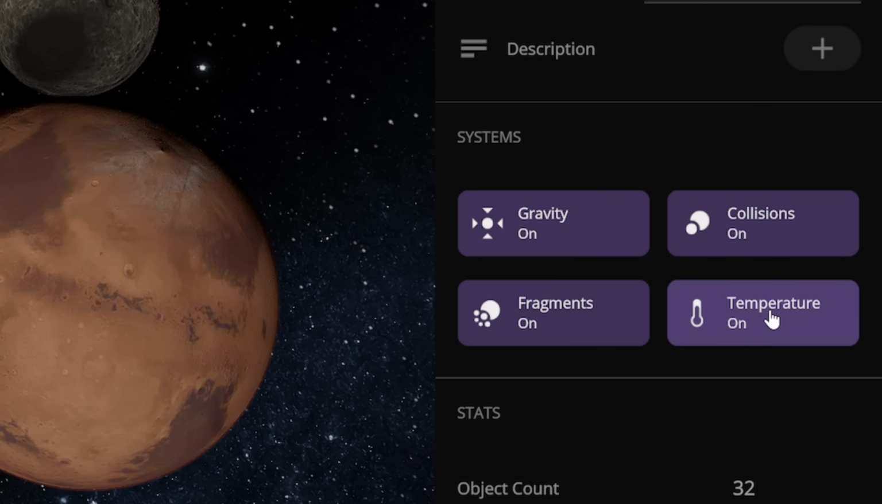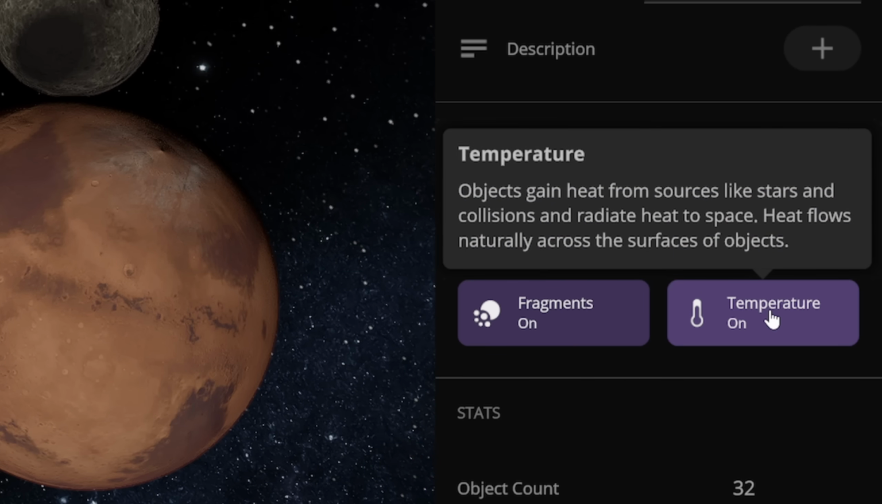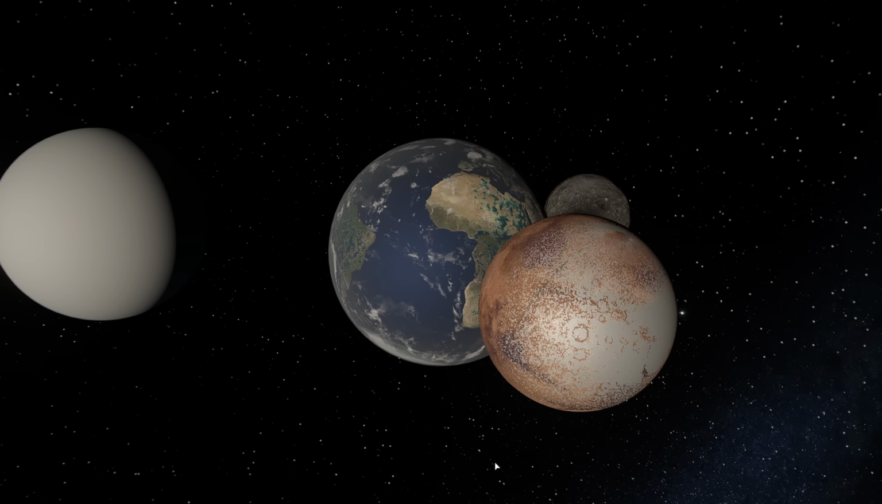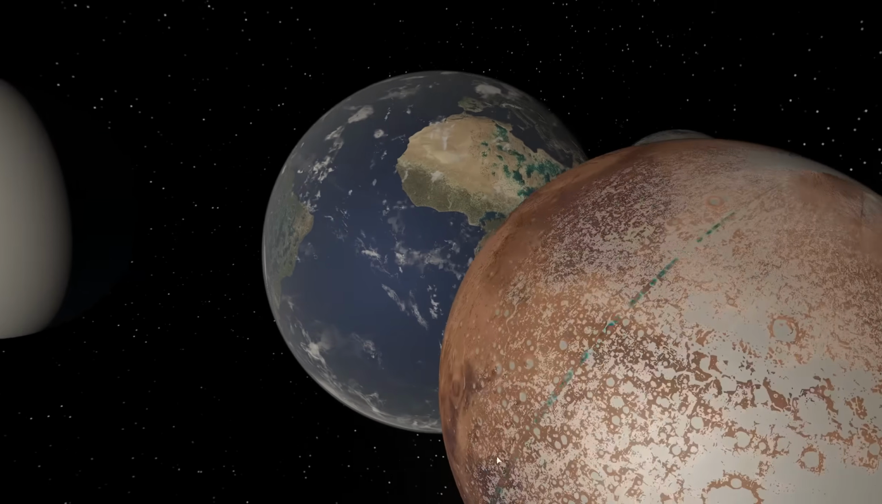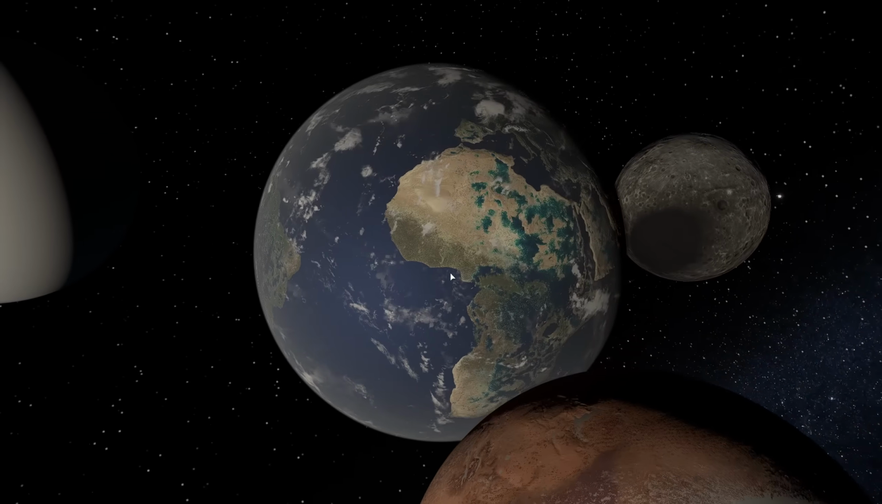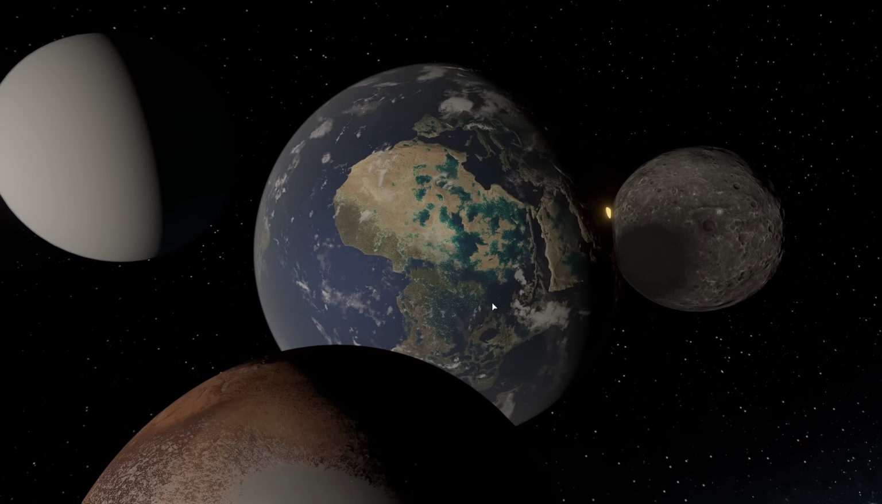Fragment formation and temperature modeling will remain enabled. I'll collide the planets with Earth at minimum speeds so they don't shatter into pieces immediately, but gradually merge into one planet. And we immediately see the same thing as in the first experiment. Here, Mars is getting covered with this strange substance. On Earth, these floods are happening due to the tidal forces of nearby objects.